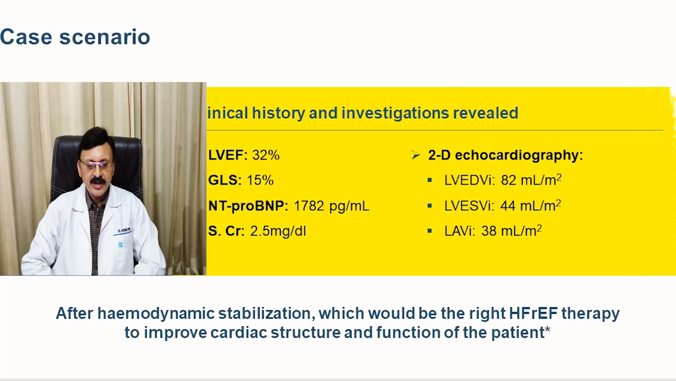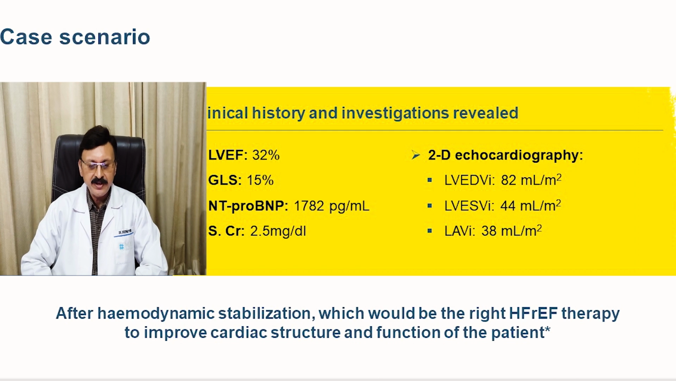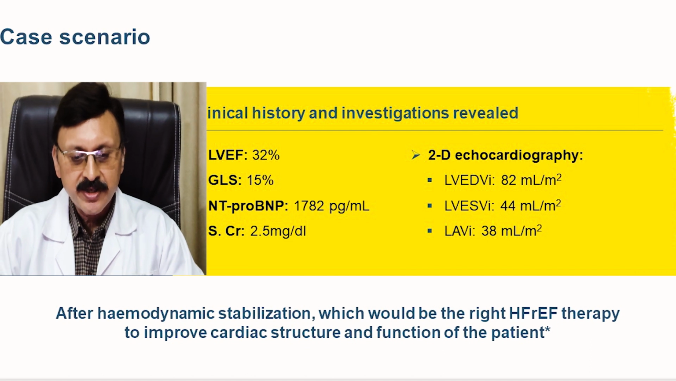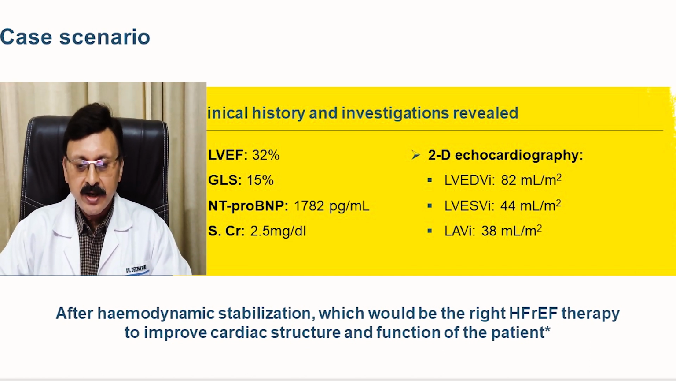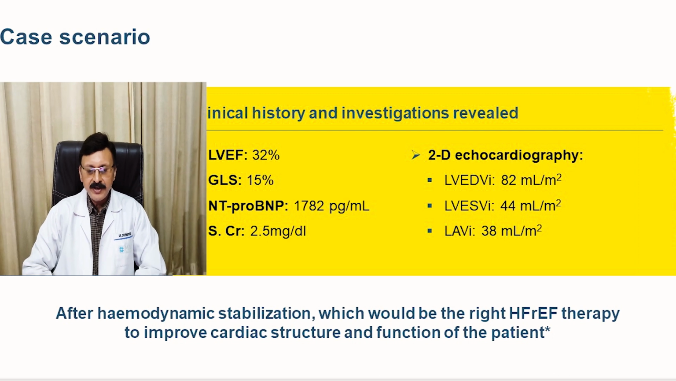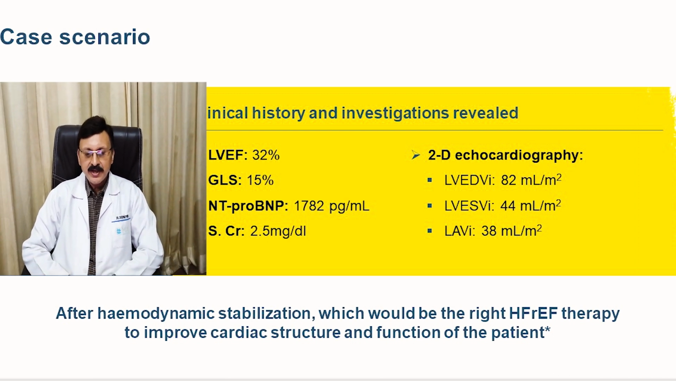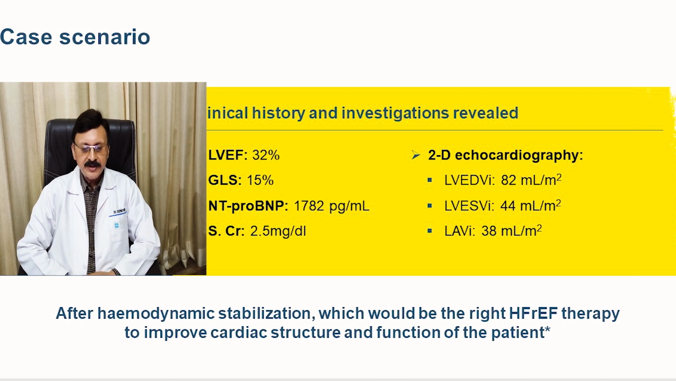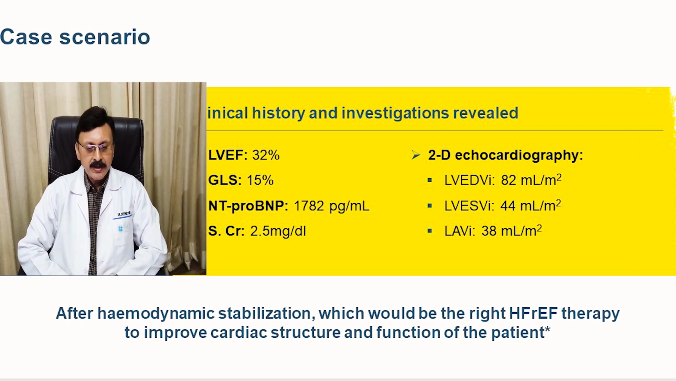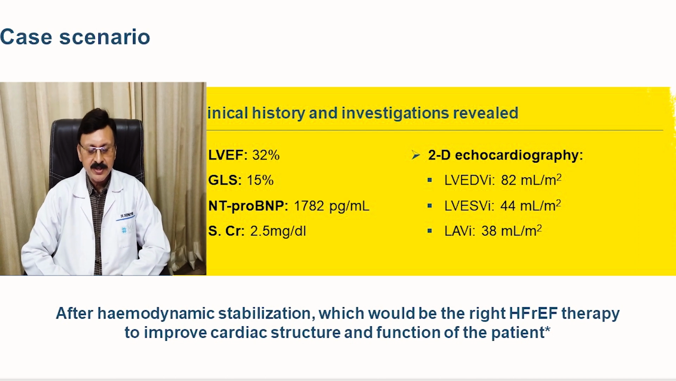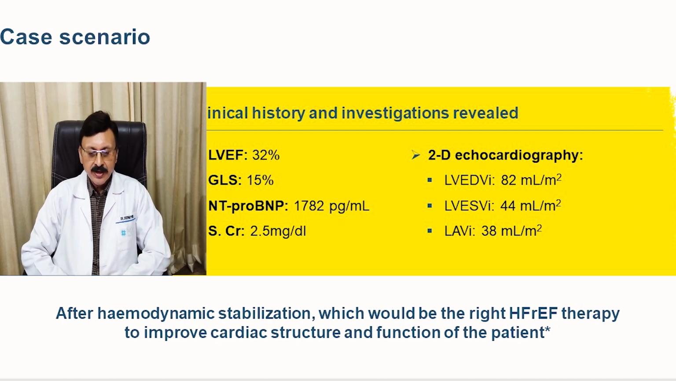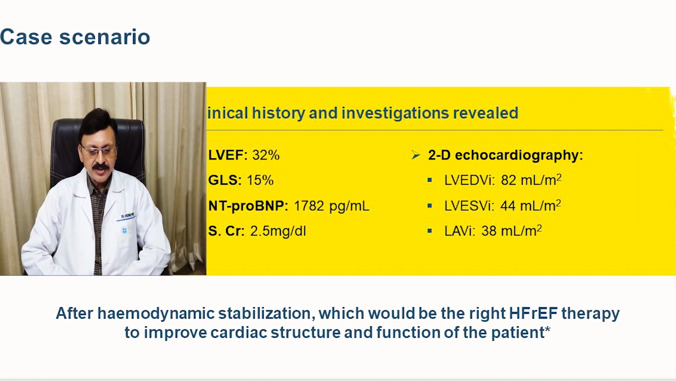The clinical history and investigation revealed that the ejection fraction was 32%, GLS 15 and pro-BNP was 1782. Serum creatinine was 2.5. 2D echocardiography revealed the LVED was 82, LVES was 44 and left atrium volume was 38 ml. So after hemodynamic stabilization, which would be the right treatment for heart failure with reduced ejection fraction in this patient to improve the cardiac structure and function?